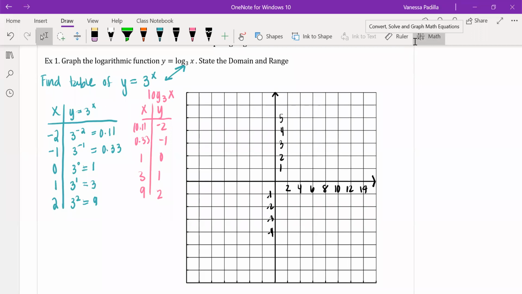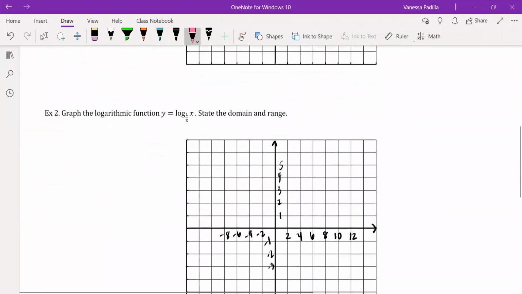Okay, so we're going to go ahead and plot these points. So we have 0.11, and then that goes down to -2. And at 0.33, that goes down to -1. Then we have (1, 0), (3, 1), and (9, 2). And then we're going to connect those lines. And this parent function will never cross the y-axis. So for all the ones we're graphing, it's never going to cross that y-axis.